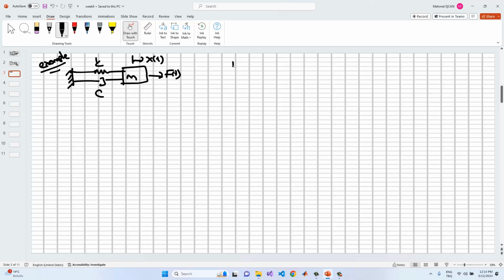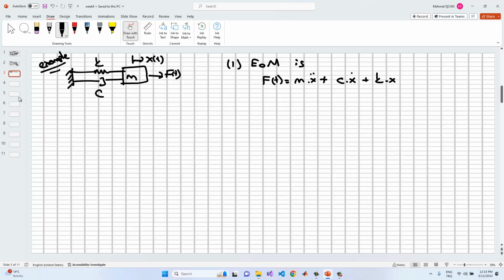Firstly, just remember that we should define the equation of motion. The equation of motion of this term is: f(t) is equal to m x double dot, which is the preserving energy from these terms. Also we have the c factor here, c times x dot plus k times x. Okay, these are the general equation of motion for a given system.